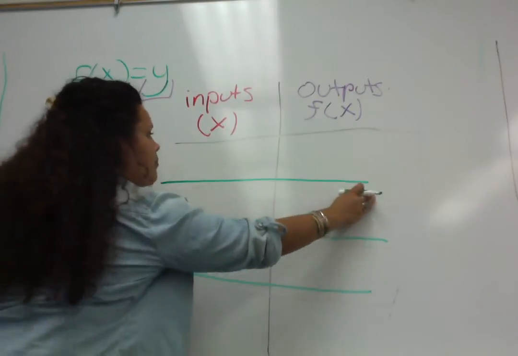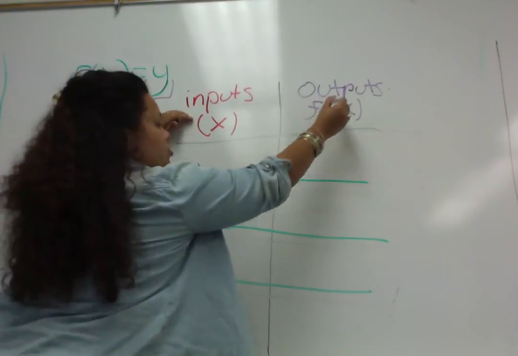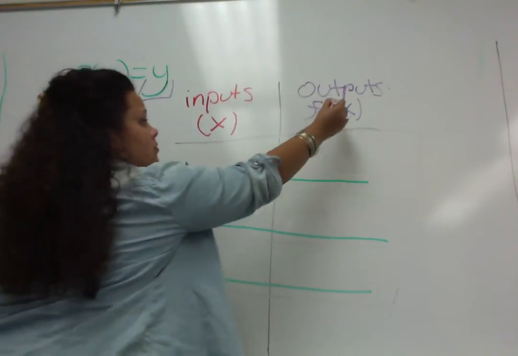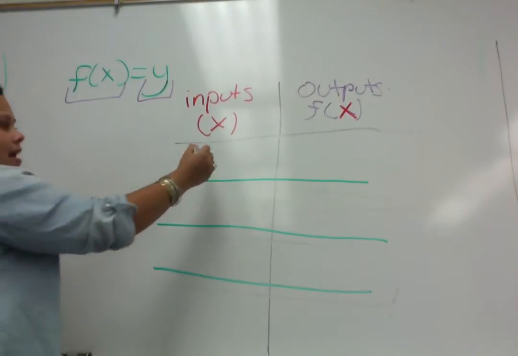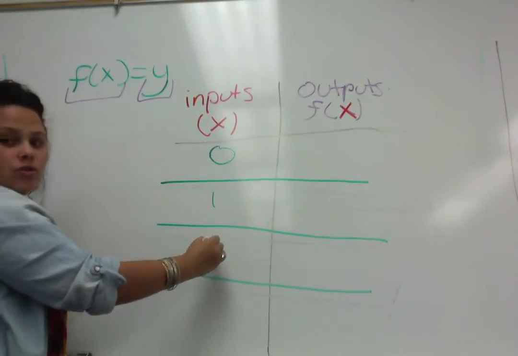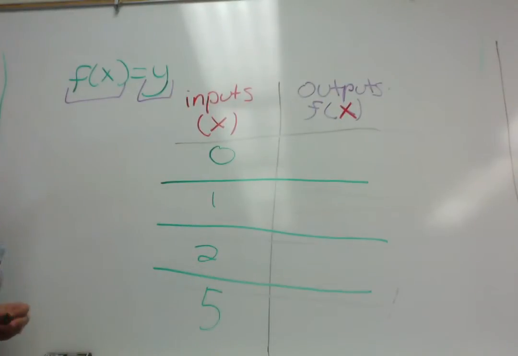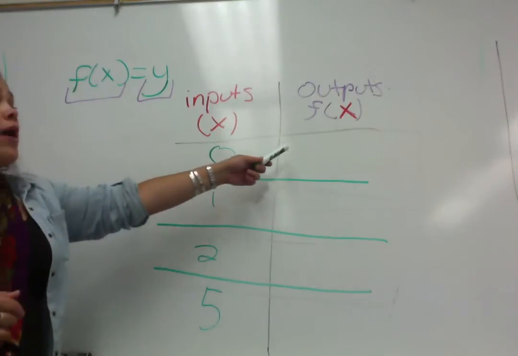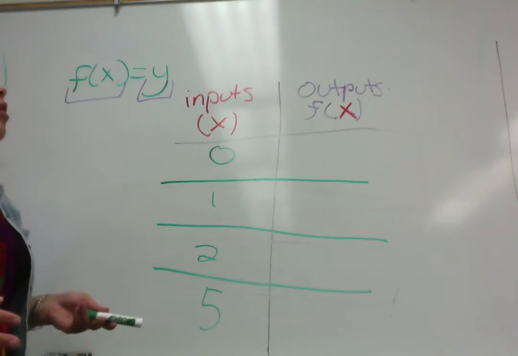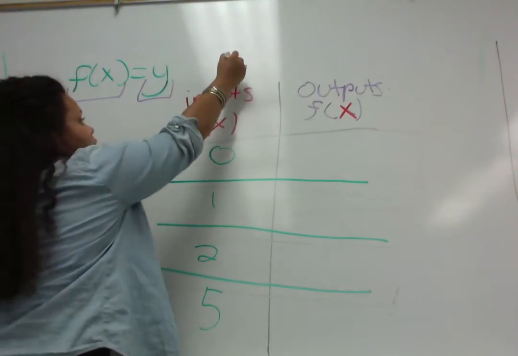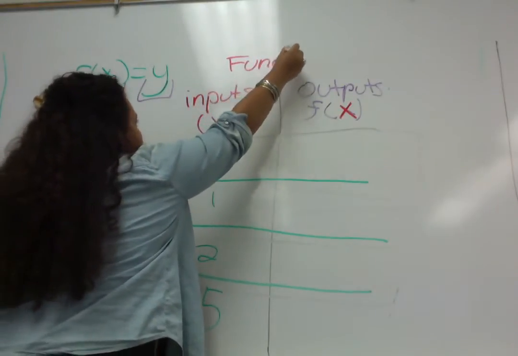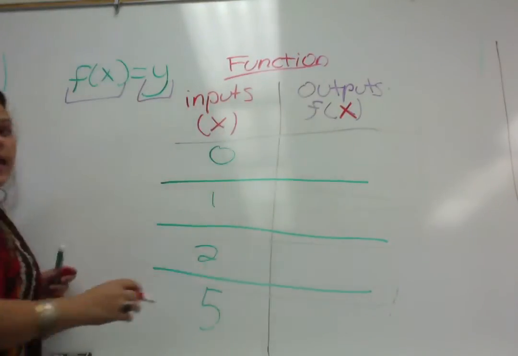So let's just say for my input values, what's going to be going into my function machine, I choose, let's say, 0, 1, 2, and 5. Where did I get these numbers? I pulled them out of a hat. I randomly chose these numbers. They have no significant value at all, except for this will be an example of what a function is. So I'm creating these numbers so that you know what a function is. Okay, so this is an example of a function.